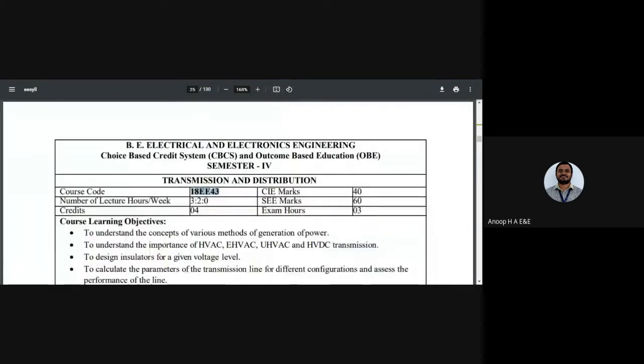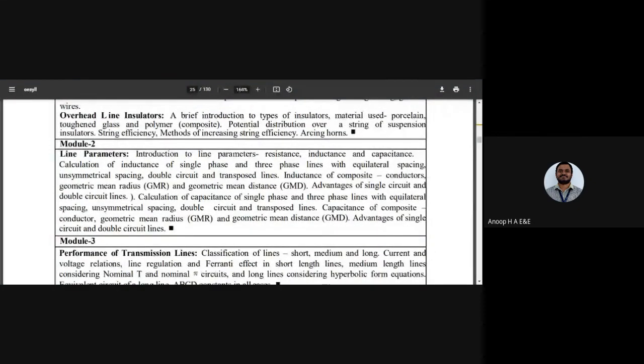We are going to have module number 2 exclusively discussed right now, and it is called the transmission line parameters. We have the introduction aspect in today's class, where we highlight the line parameters, that is nothing but the resistance, inductance, and capacitance of the transmission line. Next, we move ahead with calculation of inductance of single phase and three phase lines with equilateral spacing and unsymmetrical spacing, which means unequal spacing.